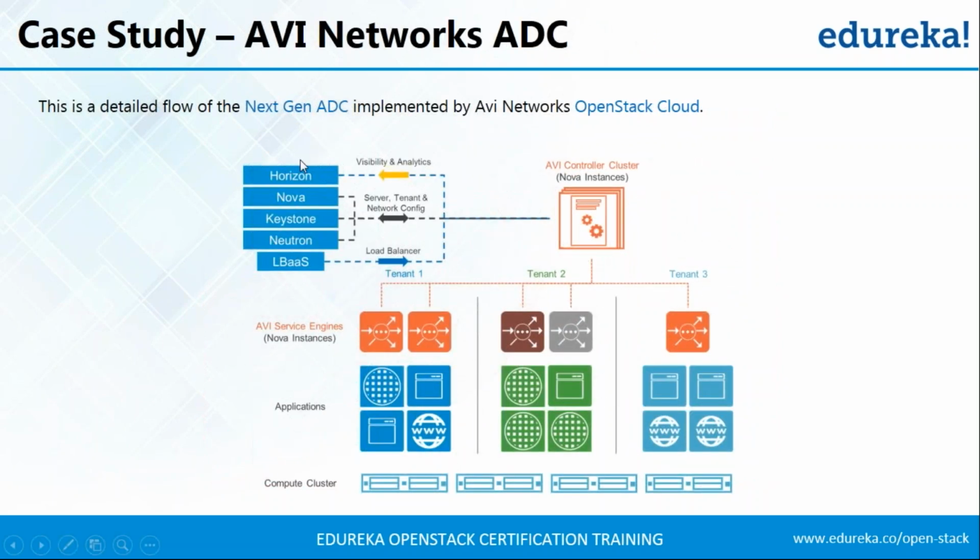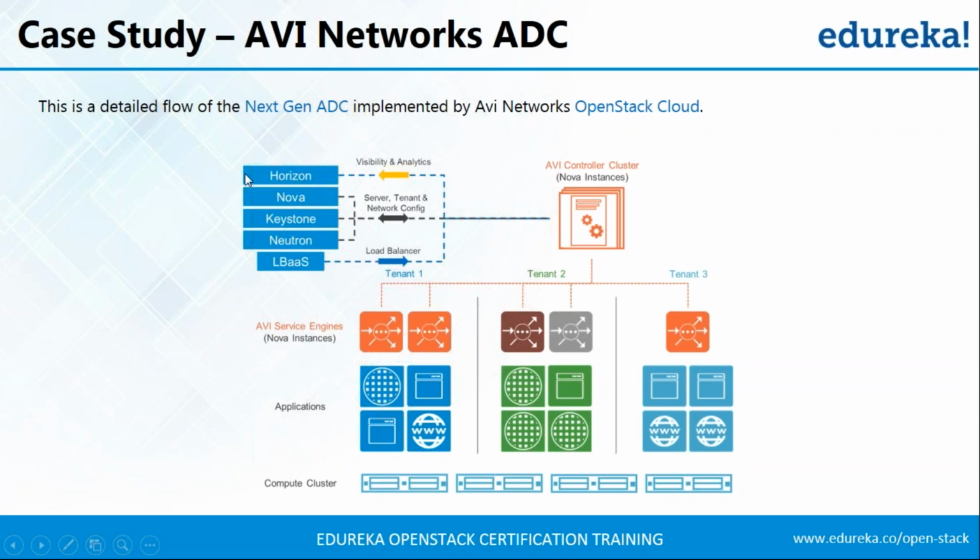And this is a very detailed flow of the next gen ADC, and this was implemented by RV Networks on OpenStack Cloud. So these are the Nova instances of the application developers, and they're building applications on these instances. So every other user is making different applications. Again, this is the RV controller, and it is availing all the services like Horizon, Nova, Keystone, Neutron, and LBaaS, which is Load Balancer as a Service.